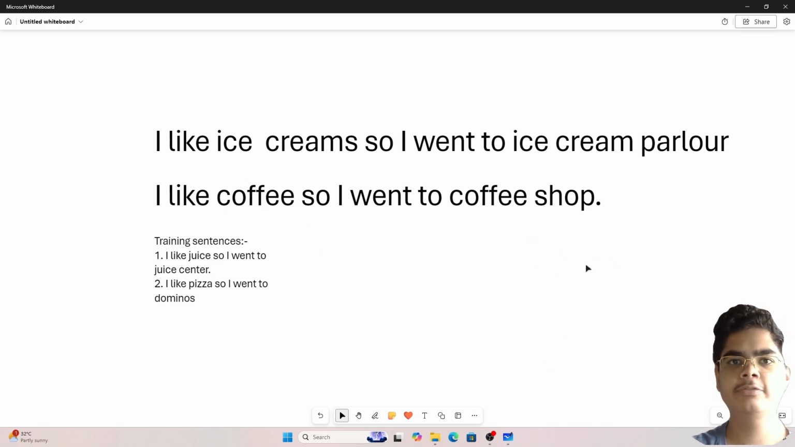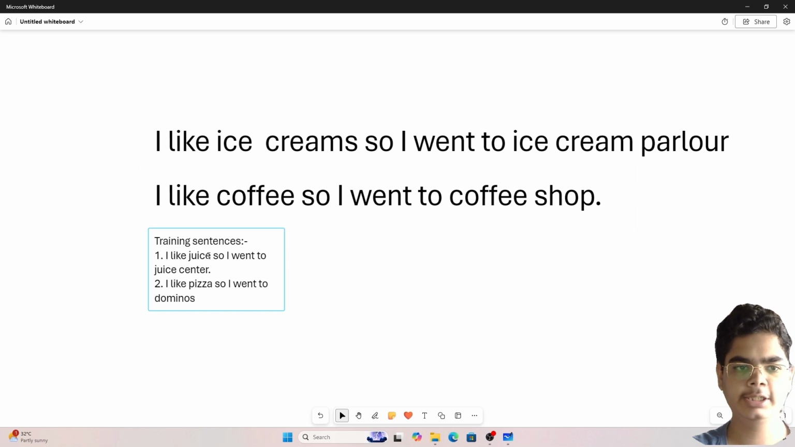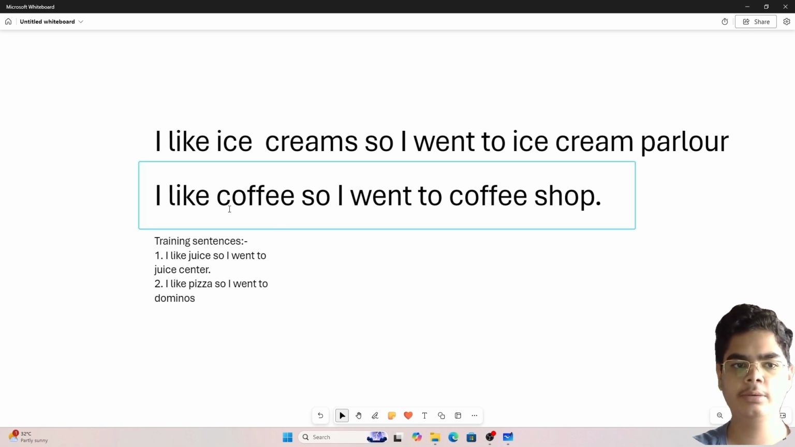So let us say that we have our RNN model and we are trying to predict some words while the user is writing the sentence. So we are trying to basically autocomplete the sentence. These are the two sentences in which we are trying to predict some words, and these are the training sentences that we have used to train our model.